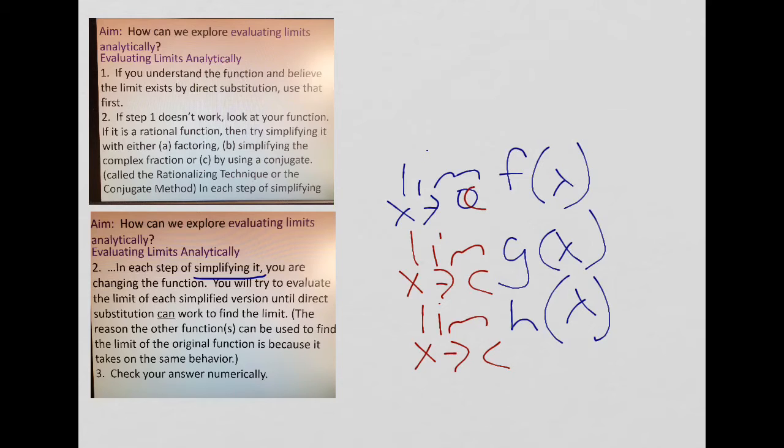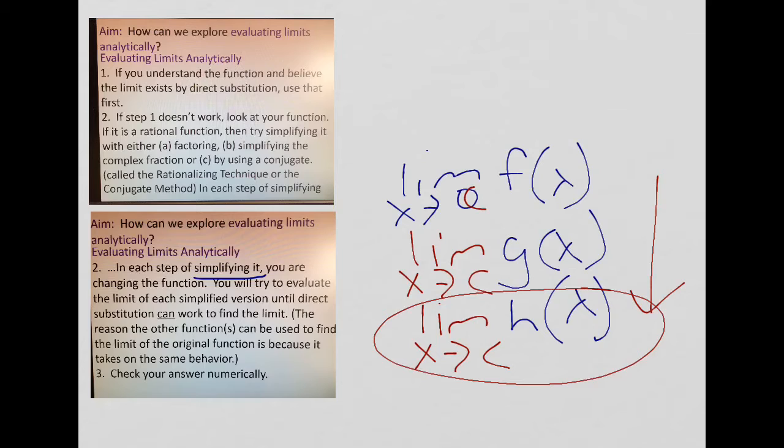Here we go. What are we up to? I'm still in step 2. You will try to evaluate the limit of each simplified version until direct substitution can work. So let's say at this step it can work. The reason the other functions can be used to find the limit of the original function is because it takes on the same behavior. Okay? We'll talk more about the behavior of a function in future lessons, but not right now. Okay?